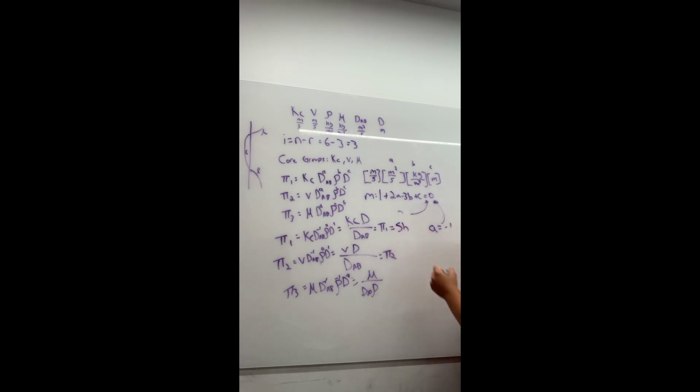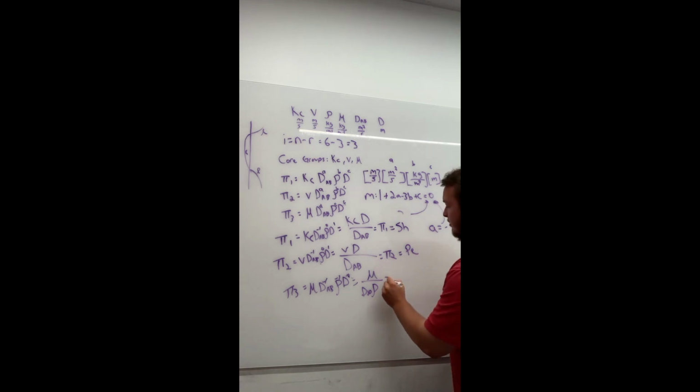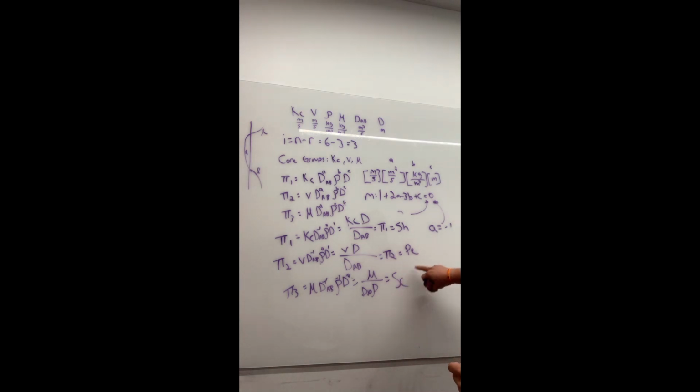Okay, so what we know is that pi 1 is actually the Sherwood number, and then we know that pi 2 is the Peclet number, Pe, and then we know that pi 3 is Schmidt, right? Make sure I got that right. Okay, looks good. So what we were looking for was Schmidt, Sherwood, but we're looking for Reynolds. So we know that we're going to have to combine 2 of these to make Reynolds.